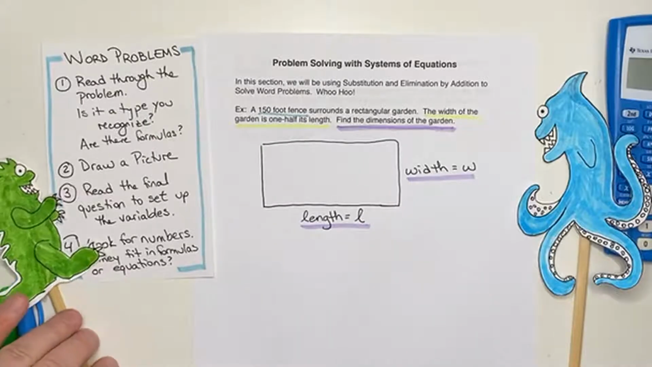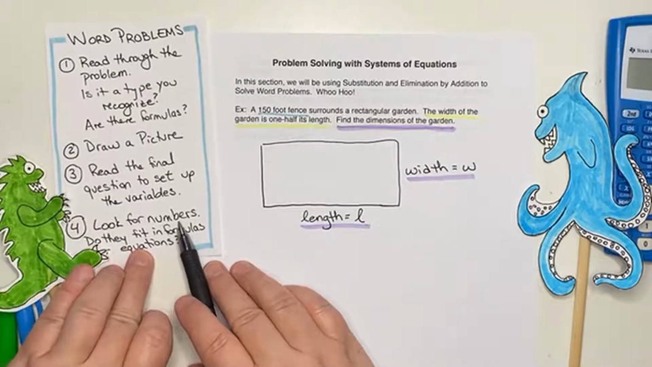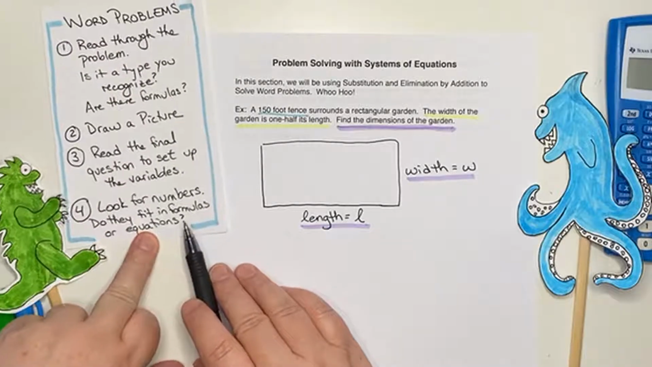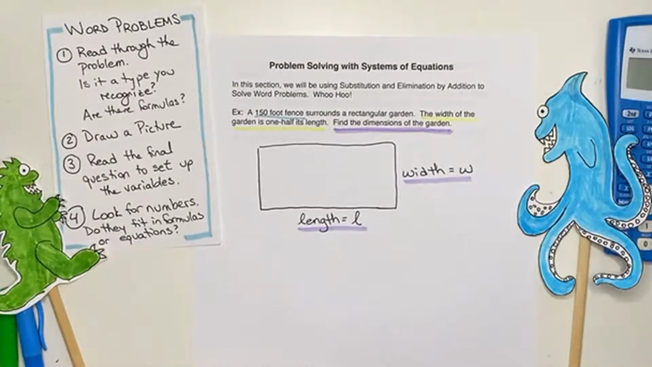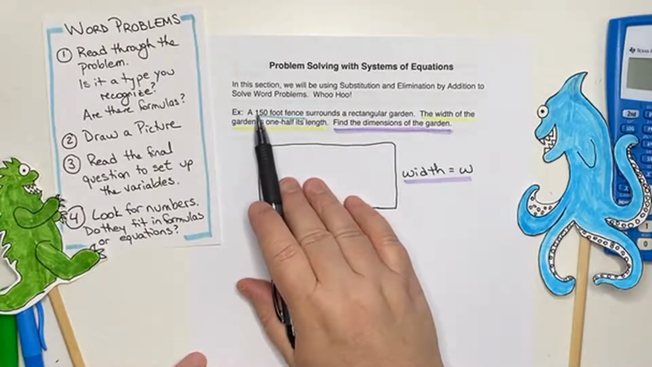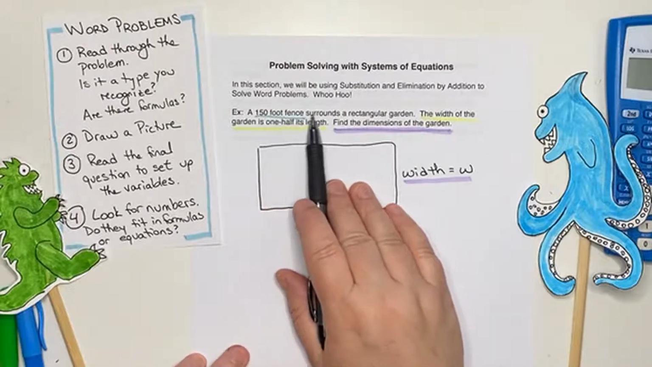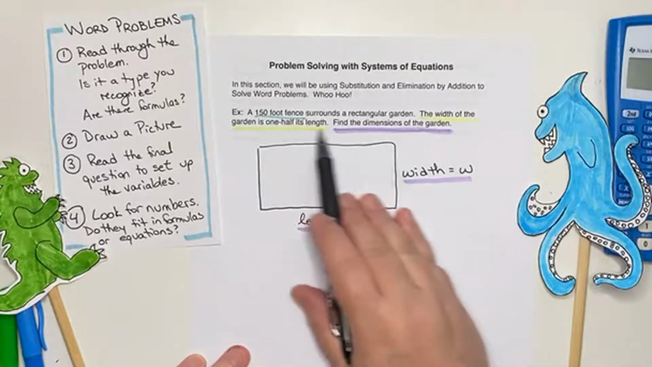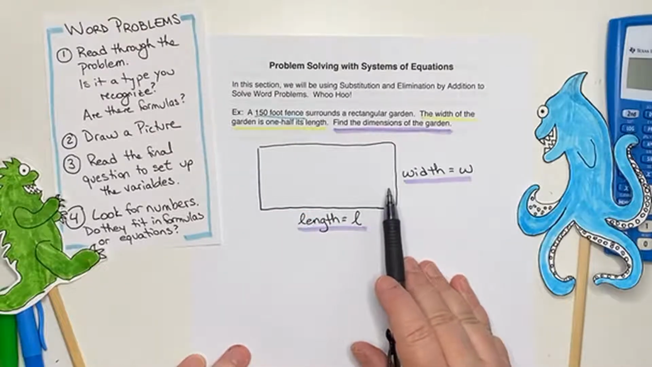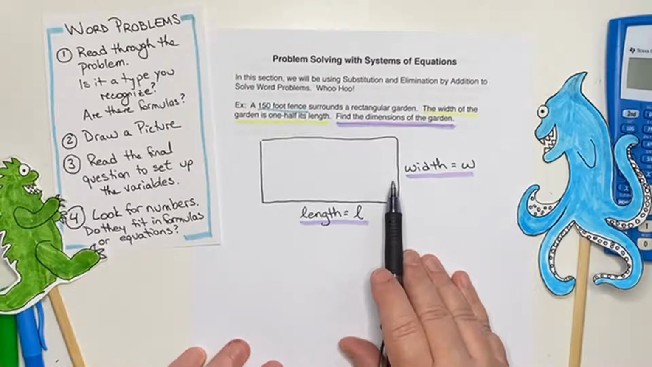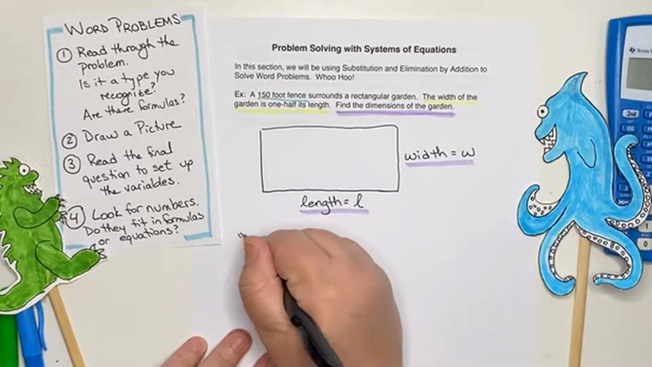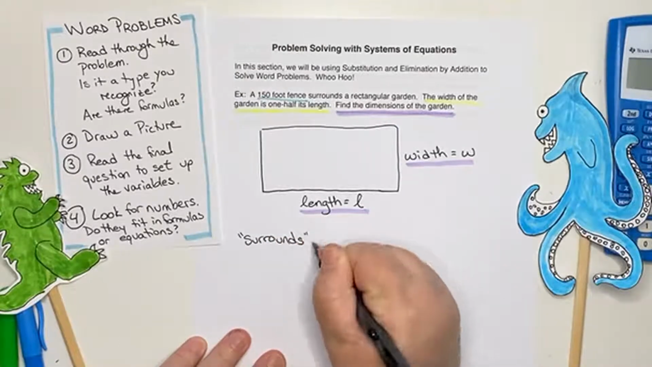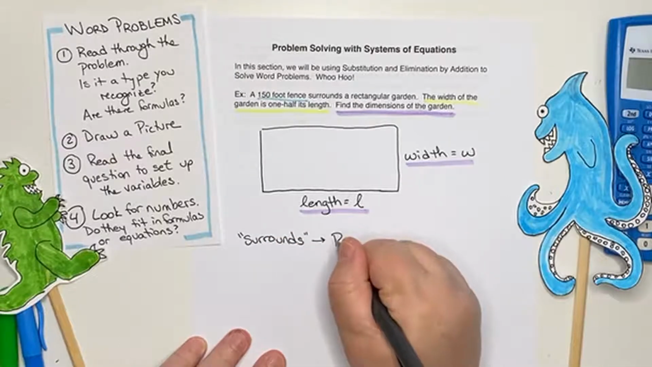Okay. And then look for numbers. Do they fit in formulas or equations? Well, I do have a number. I have a 150-foot fence surrounds. That means it goes on the outside. Now, if you're talking about the outside of something, you're talking about the perimeter. So the word surrounds means we're dealing with the perimeter.